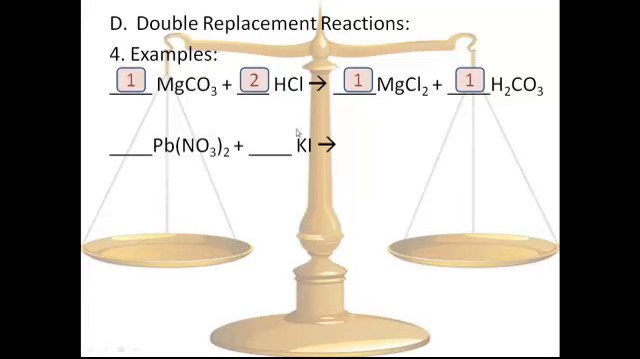And then with my KI, K has a +1, I has a -1. So let's trade partners. Pb is now going to be with I. K is now going to be with NO3, plus minus, plus minus. I did have to crisscross charges here. My Pb +2 went whoop, and the I -1 got ignored.